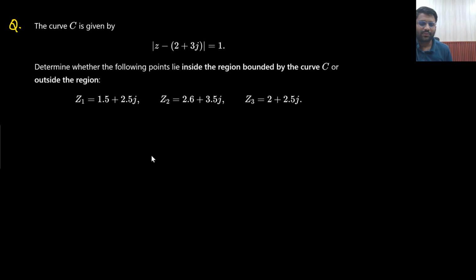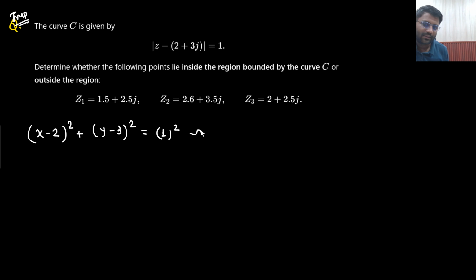Okay, then let's solve the next question. This is very, very important. You need to draw the curve. What is the curve? Sir, I can directly see the curve is x minus 2 whole square. There is this bracket, no? So actually it is y minus 3 whole square equals to 1 square. So what is this curve? This curve is a circle, with center 2 comma 3 and radius 1.